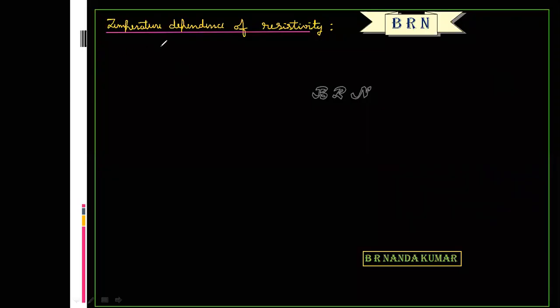Okay, the next topic, temperature dependence of resistivity. What is the mathematical expression for conductivity? Sigma is equal to n e square tau divided by m. Resistivity is m divided by n e square tau.